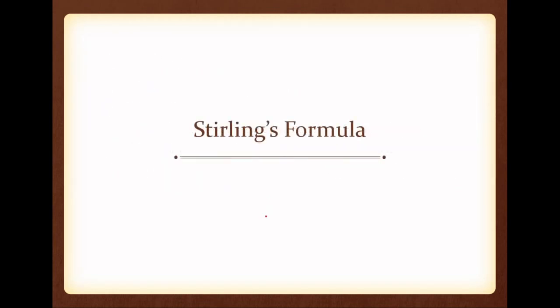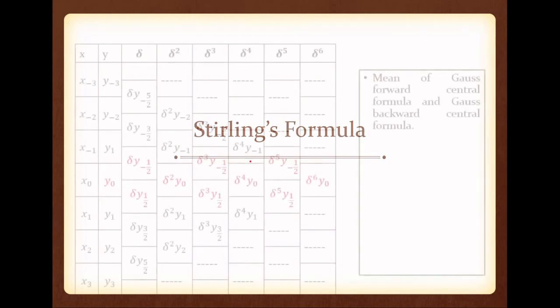Okay, dear students, so here today we are going to discuss Stirling's formula. This one is also an interpolation formula, which is using the central difference table. And also note Stirling's formula is the mean, or average, of the Gauss forward formula and the Gauss backward formula.